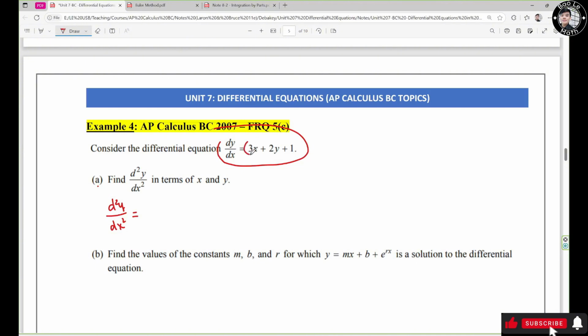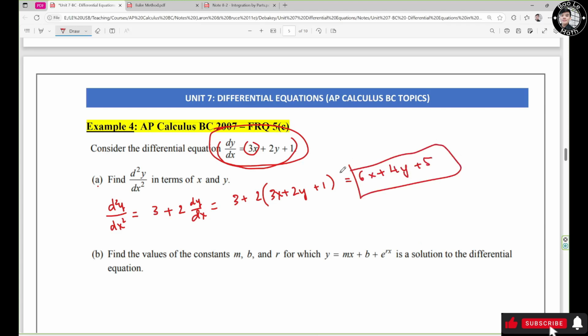So it could be 3. This turns out to be 2 dy over ds. This one is a constant, so it could be 0. Now, it's going to be 3 plus 2 times dy over ds, equals the whole thing right here. So it could be 3s plus 2y plus 1. Now I need to distribute this one and simplify it. So it turns out to be 6s plus 4y plus 5. This one is the final answer.